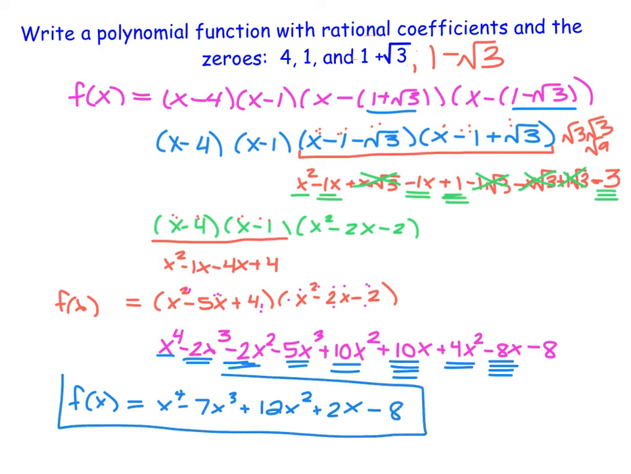So here we can see our original function of what we started with. We have x to the fourth minus 7x cubed plus 12x squared plus 2x minus 8. And if we were to now take this and work to find the zeros, these are the 4 zeros that we would end up finding.